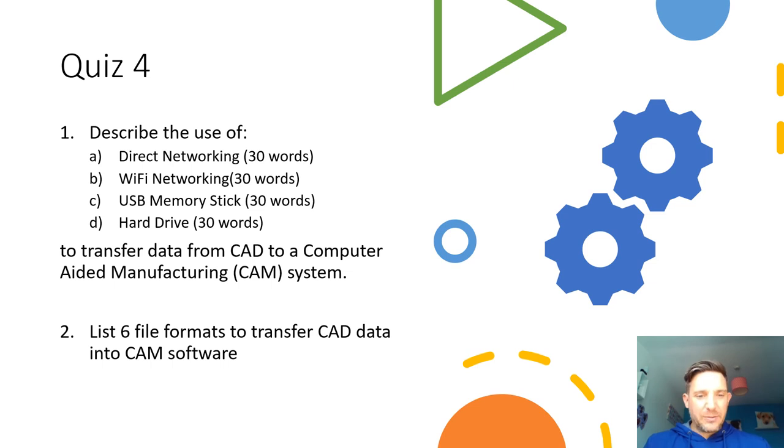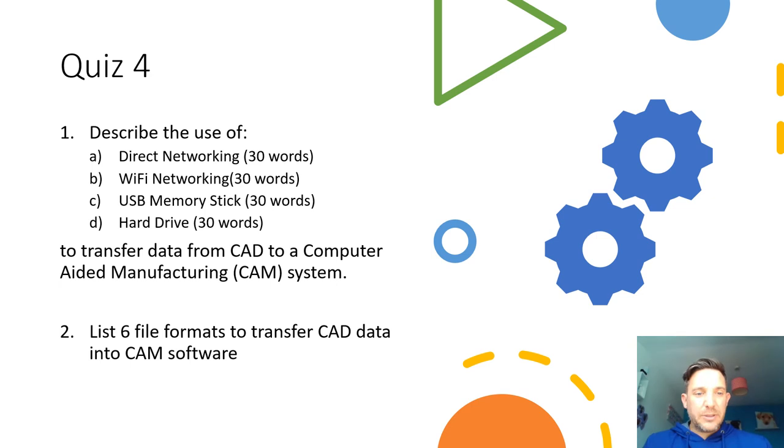So as with all the other videos that we've created, there's a little bit of work for you now to do. So I want you to describe the use of each of these four to transfer data from a CAD software to a computer-aided manufacturing system. So CAD, CAM, and then the CNC machinery.